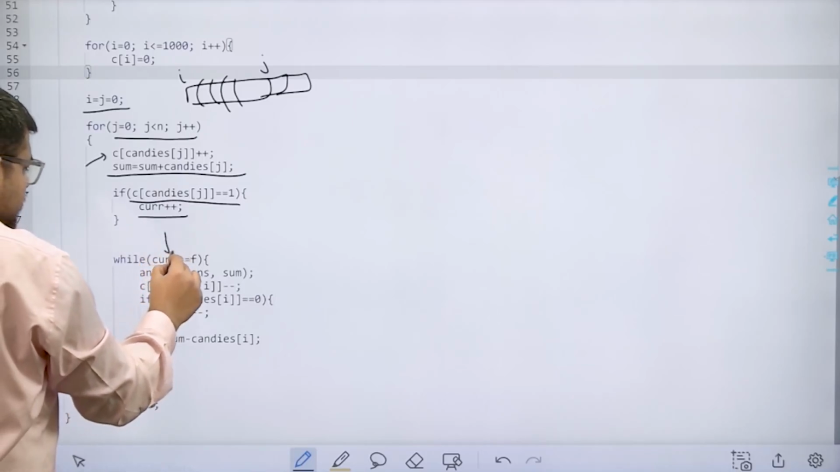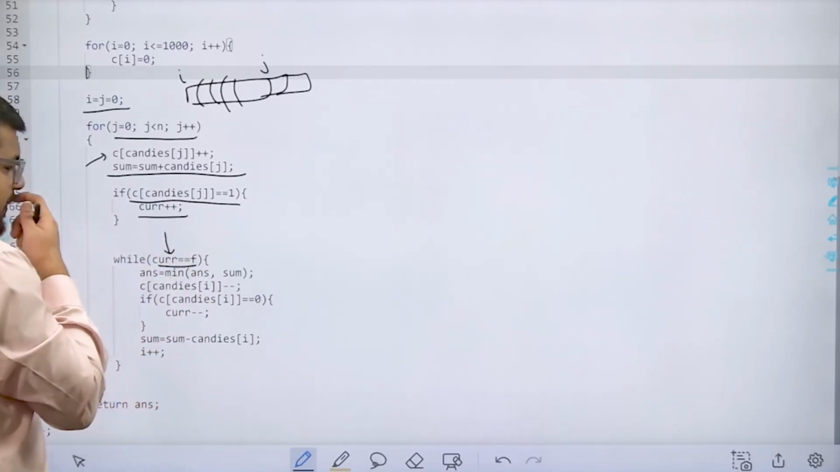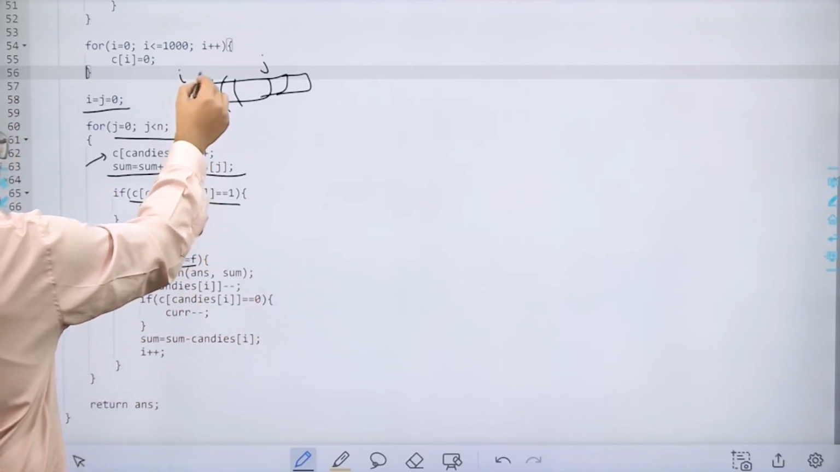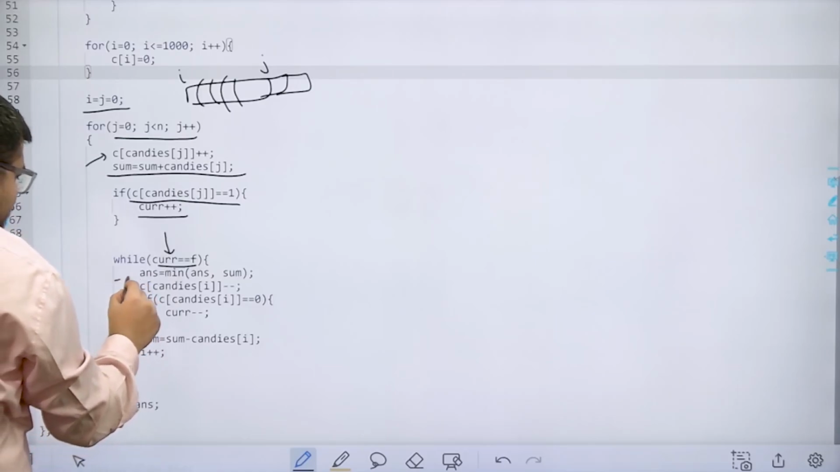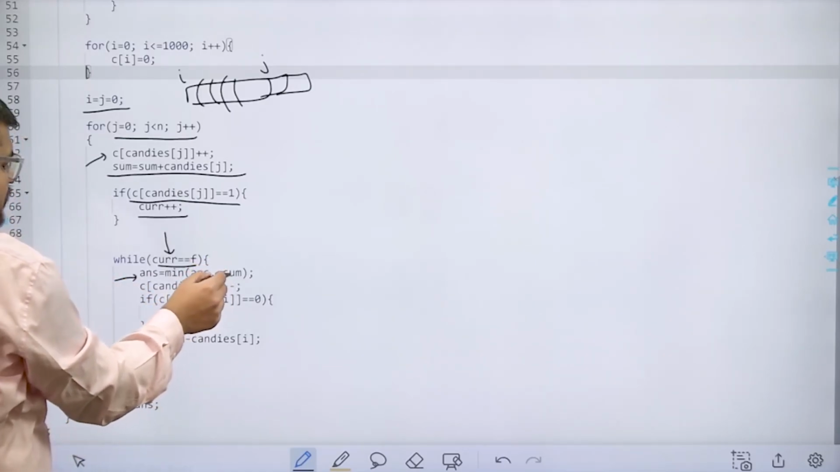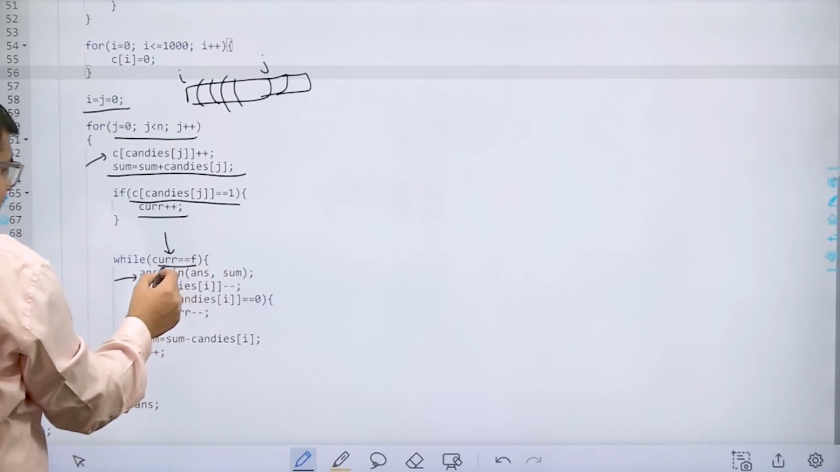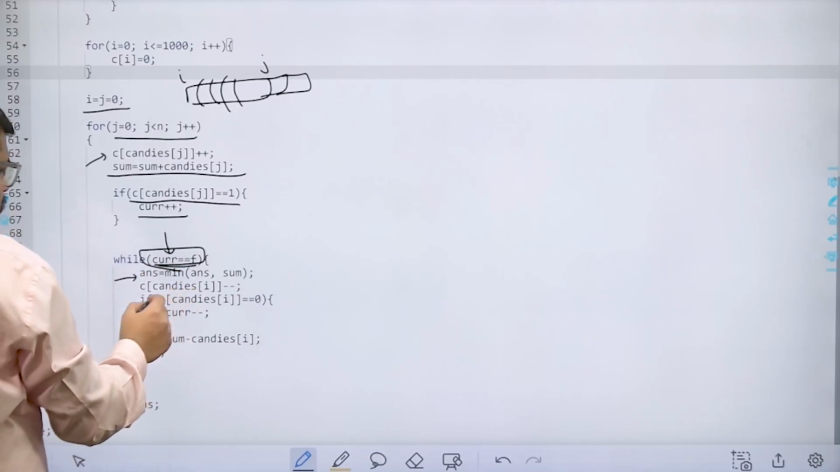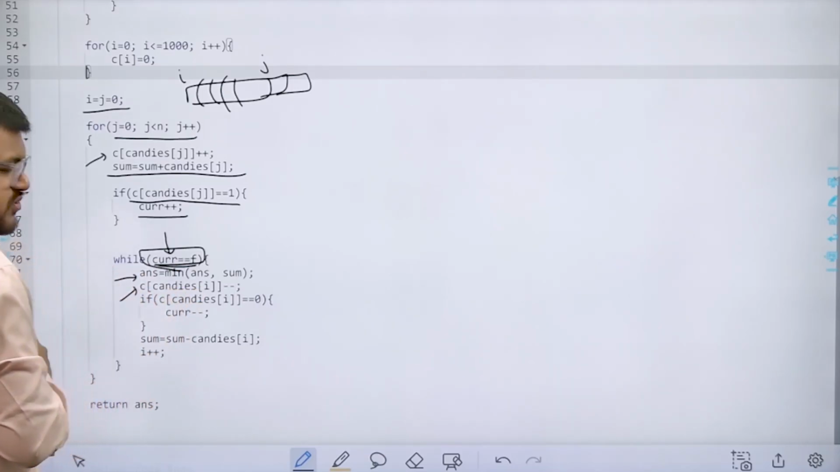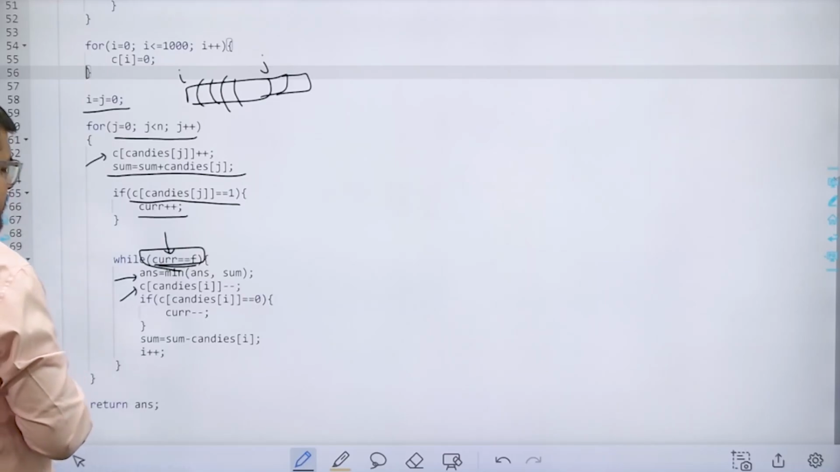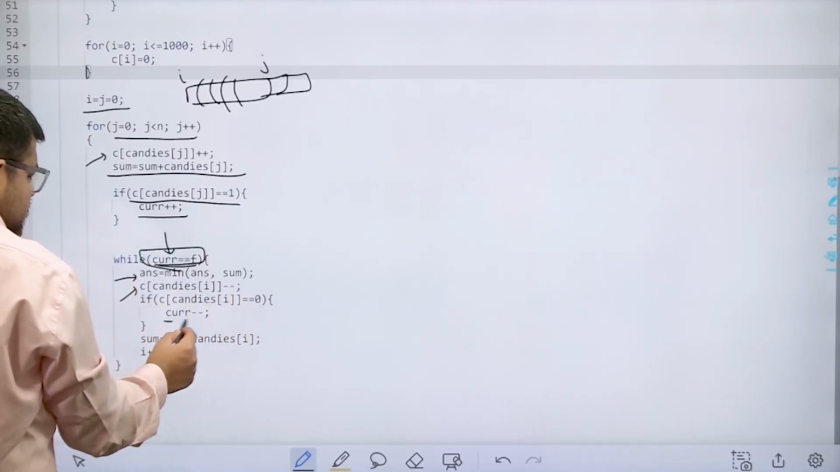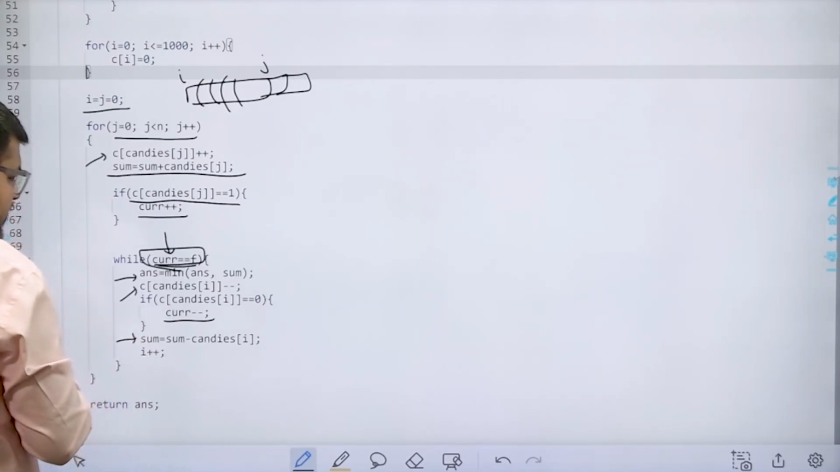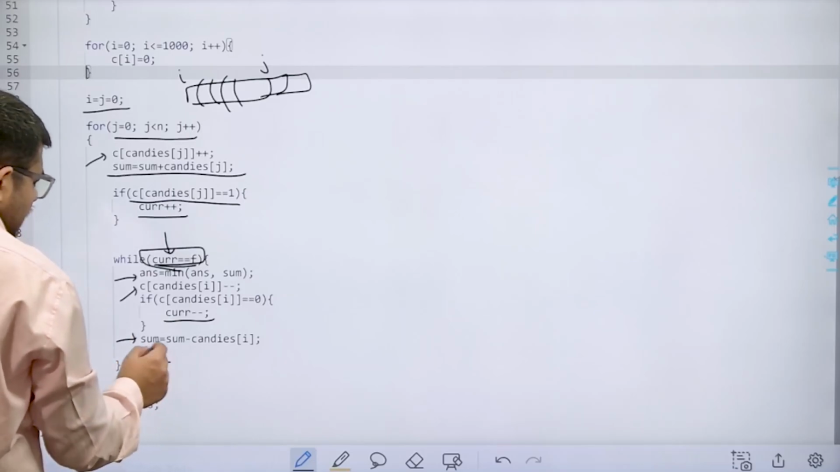Now until the unique count candies equal to the total unique candies in the whole array, I will keep decreasing the subarray. So I will keep incrementing i. So first of all, I will compare answer equal to minimum of answer and the sum of the current subarray, because this subarray contains unique number of candies equal to total number of unique candies. Then I will remove the candy at the ith position. So count of candies of i minus minus, its count will decrease. If count becomes 0, it means we have lost that price candy. So I will do current minus minus.